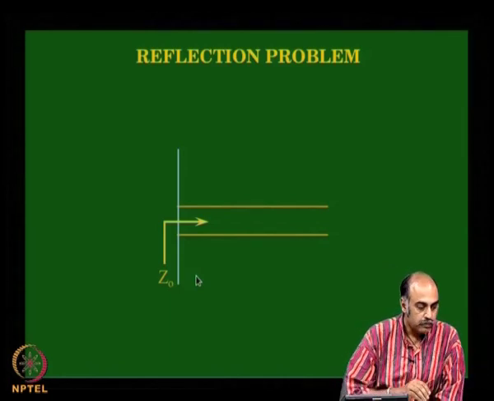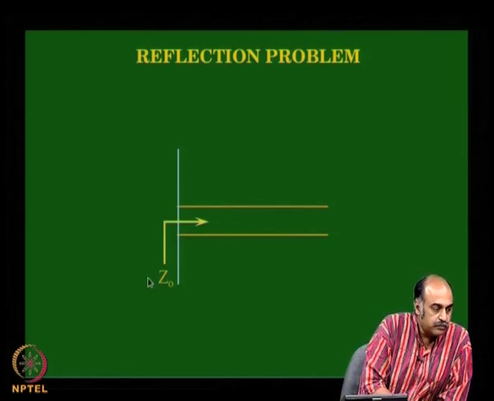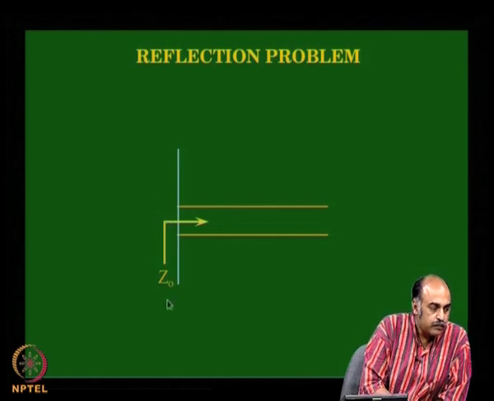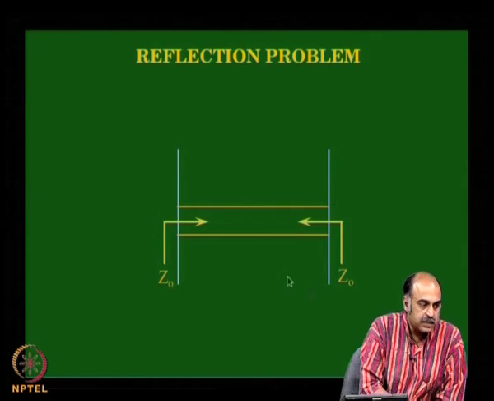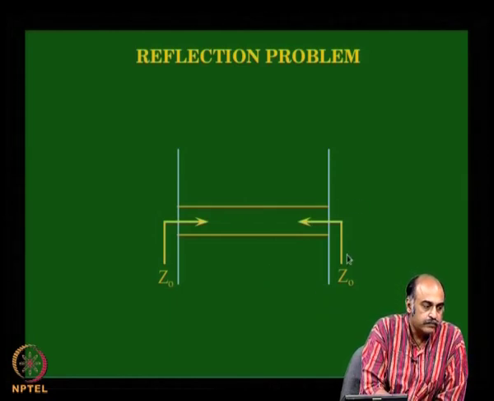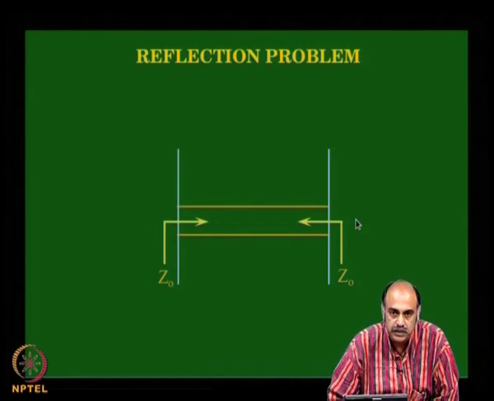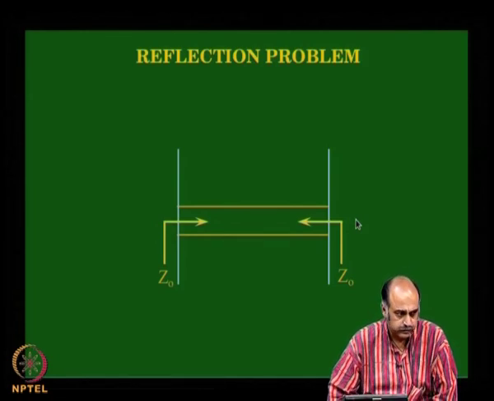Now, getting back to the slide. So, seen from the source end, we see a wave impedance Z naught, and seeing from the load end, we see also a wave impedance, which is again another Z naught.